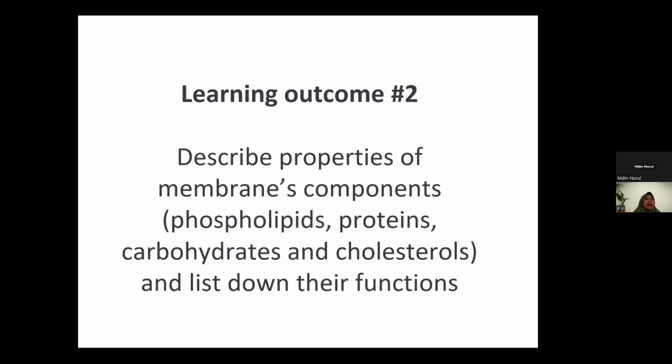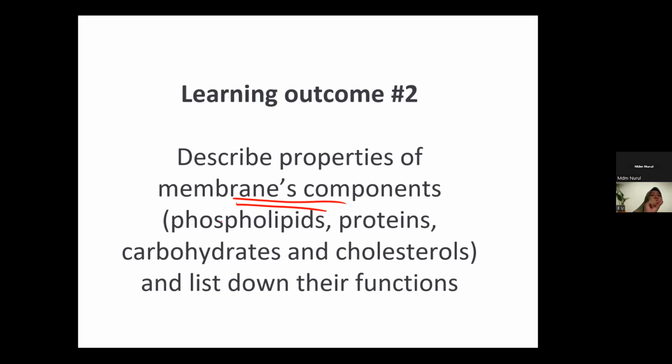Okay. Alright. Number two, describe properties of membrane component. Okay. We are going to detail out each component of the membrane. Kita pergi satu-satu. Ini apa fungsi dia dan sebagainya. Okay. Alright. So we are going to explore.